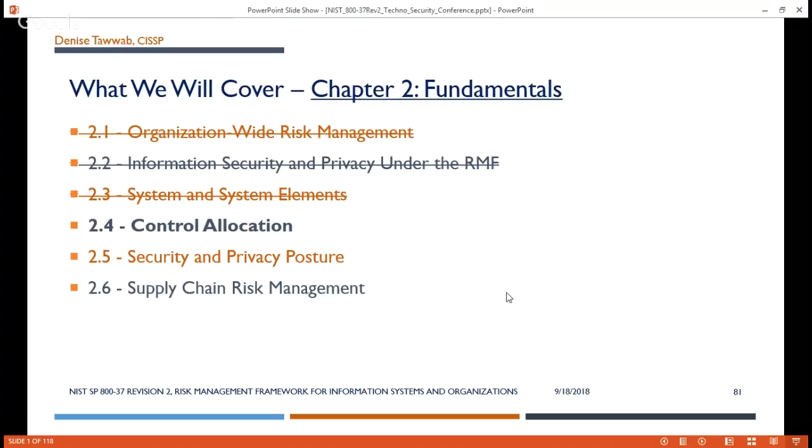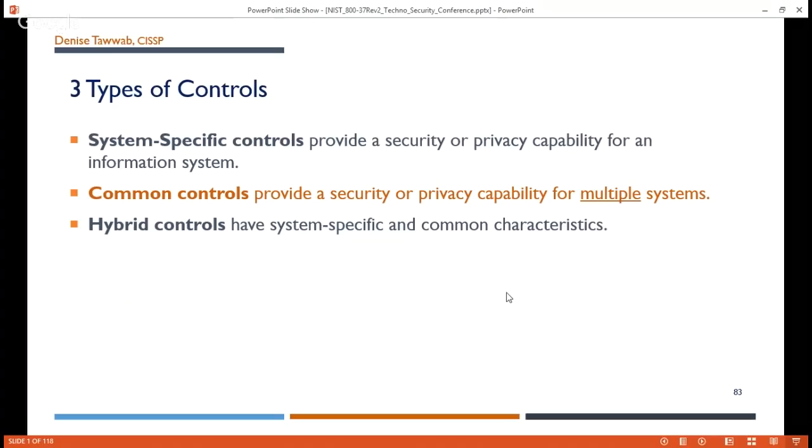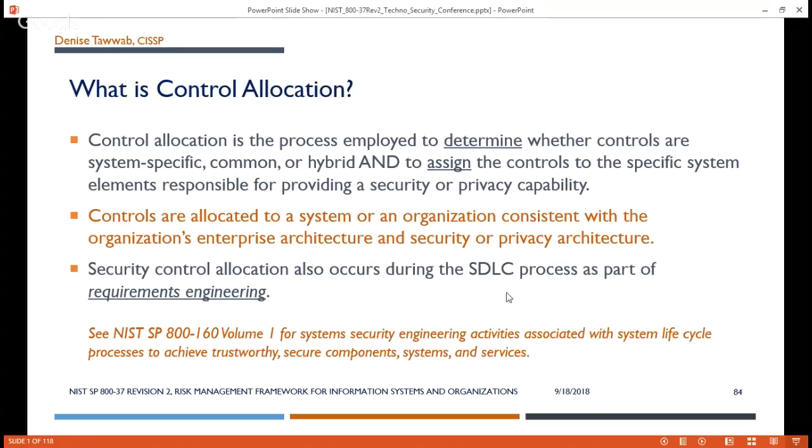All right, control allocation. There are three types of controls. You have system-specific controls, and they provide a security or privacy capability for an information system. You have common controls that provide a security or privacy capability for multiple systems. And then you have hybrid controls that have system-specific and common characteristics.